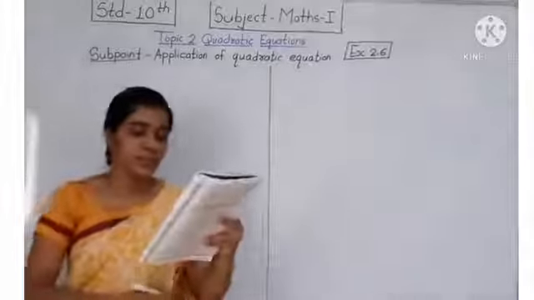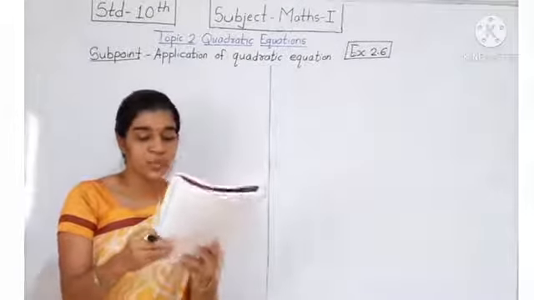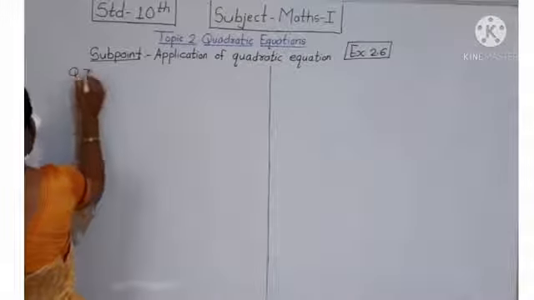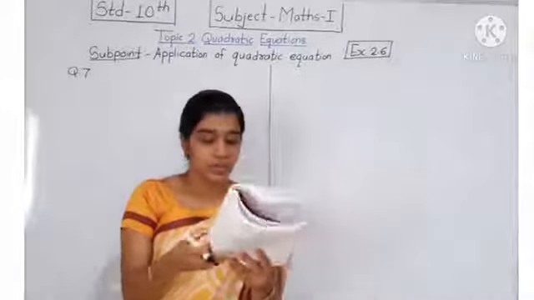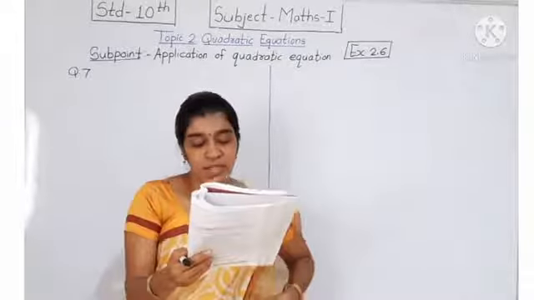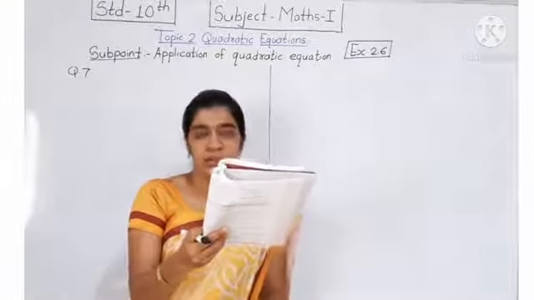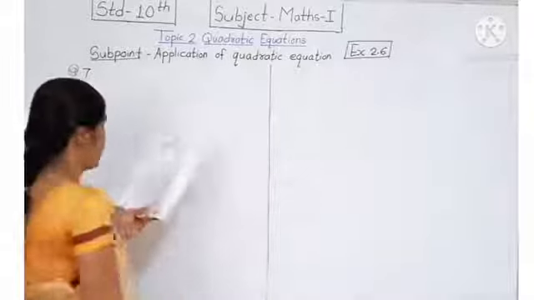See question 7. Pratik takes 8 hours to travel 36 km downstream and return to the same spot. The speed of boat in still water is 12 km per hour. Find the speed of water current. We have to find the speed of water current.